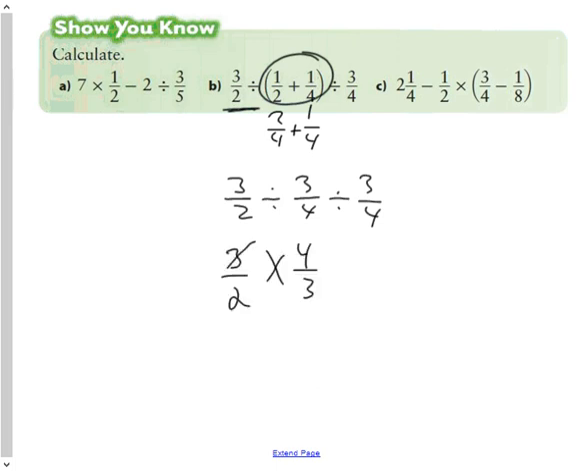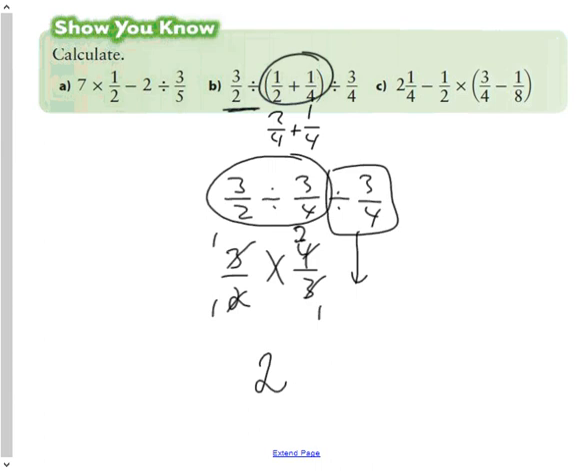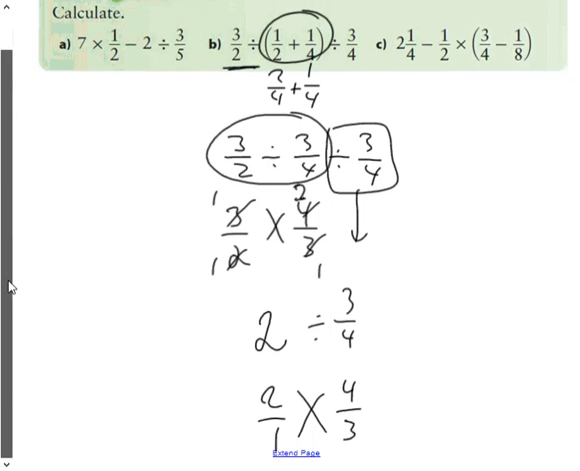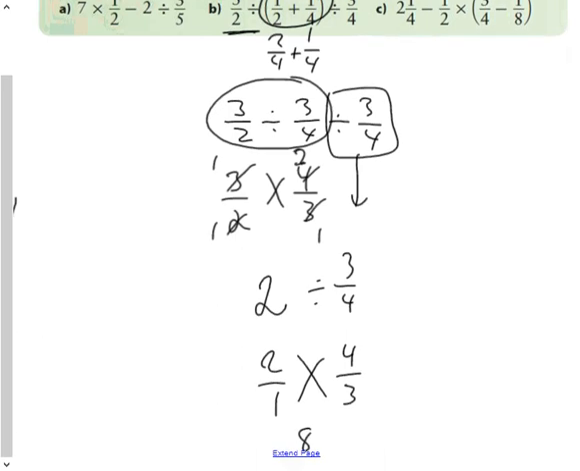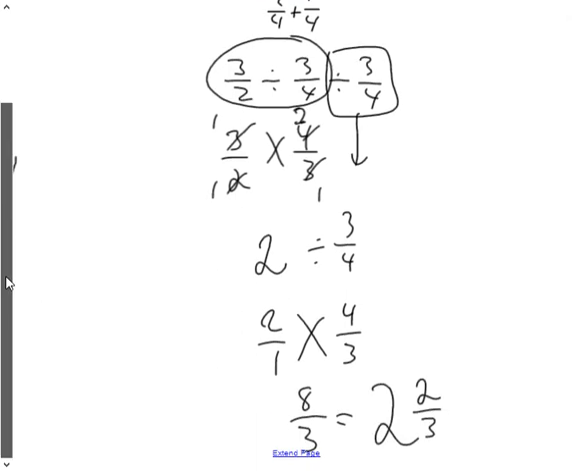I then took my 3 over 2 and multiplied it by the reciprocal of 3 quarters, which was 4 over 3. I cross-reduced to end up with a final answer of 2. And then 2 divided by 3 quarters became 2 over 1, which is what 2 was, multiplied by the reciprocal of 3 quarters. And I worked that out. I got 8 over 3. I've got to scroll down a little bit more. And 8 over 3 as a mixed fraction is 2 and 2/3.